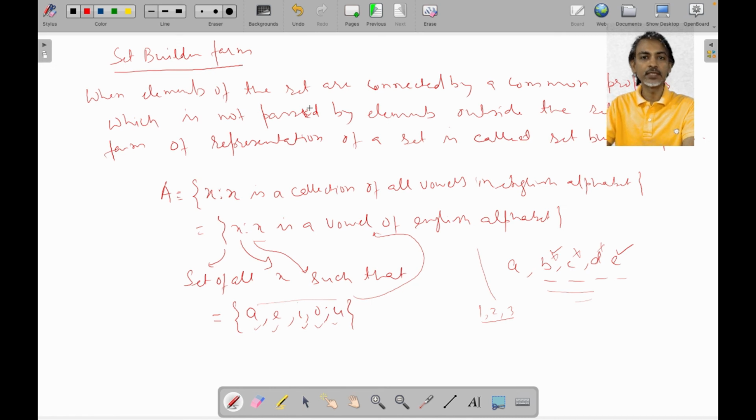So this is what it is saying, that the elements of the set are connected by a common property. So what is this common property? That they are an English alphabet and a vowel. So there are two conditions: first, an English alphabet, and second, a vowel. This is not possessed by elements outside the set, right? So any other element outside the set will not possess it. So this set builder will make my life easier to represent any sort of set, right? So this is an example with the English alphabet.